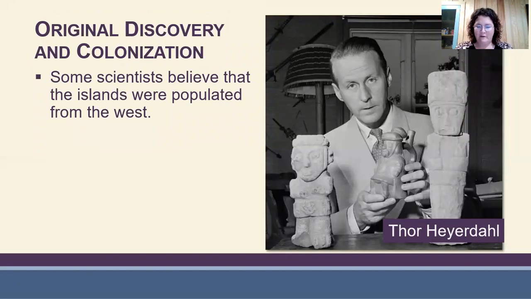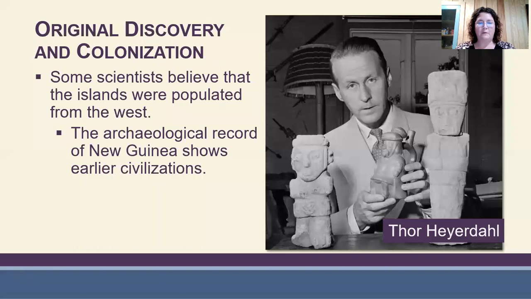Some scientists have theorized that the islands of the Pacific were first colonized from the west. They believe that the Indonesians and Asians first made their way to New Guinea and then island hopped across the Pacific. Scientists who supported this theory offer at least 3 observations about these islands. The archaeological records of New Guinea show earlier civilizations than the other Pacific islands. So that shows that New Guinea was discovered first, and then islands began to island hop from there.